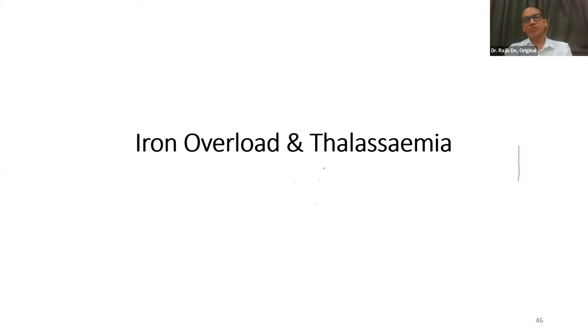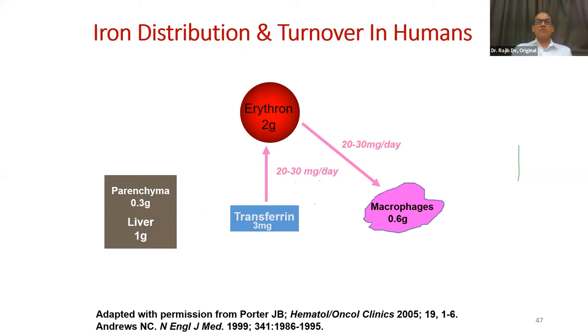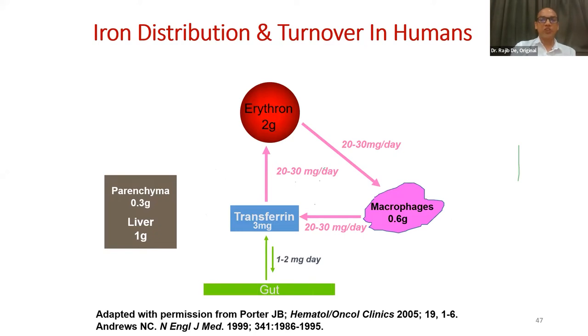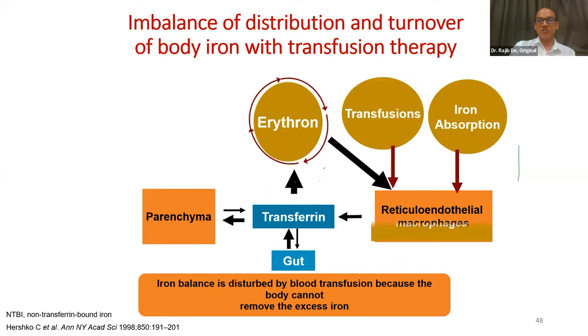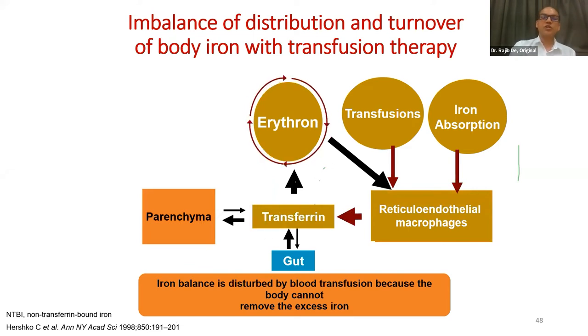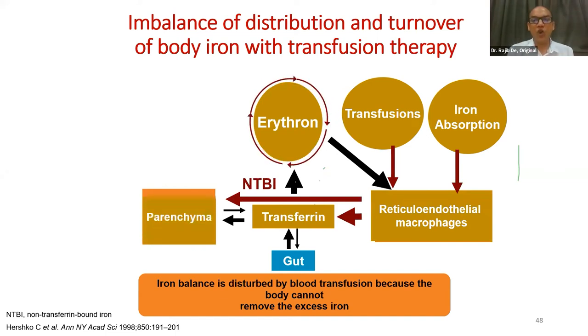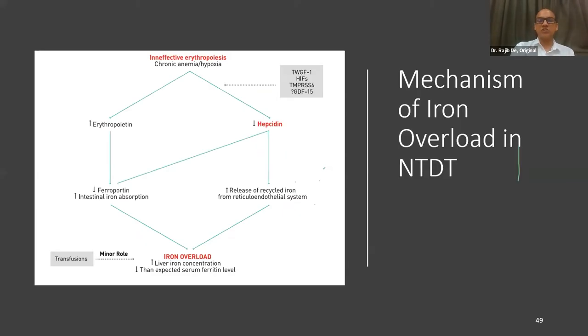Now the next complication of thalassemia is iron overload. Normally around 2 grams of iron are required to produce our normal RBCs per day. The source is mainly the macrophages, from the regularly destroyed RBCs, and the gut, where 1 to 2 milligrams of iron are absorbed. It is transported by transferrin, which keeps iron in a safe transferrin-bound form. But if there is iron overload, because of increased absorption from the gut or increased transfusion, the reticuloendothelial system can be saturated, transferrin may be saturated, and there can be formation of NTBI, non-transferrin bound iron. This labile iron is toxic to cells and causes a lot of cellular and organ toxicities. In NTDT, the main source of iron overload is the gut and occasional transfusion.